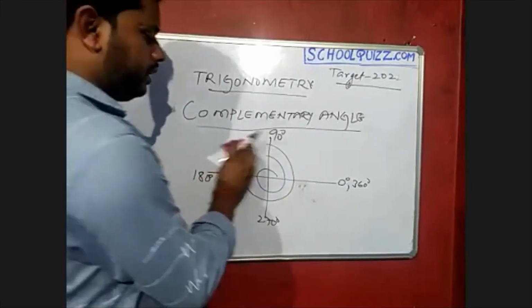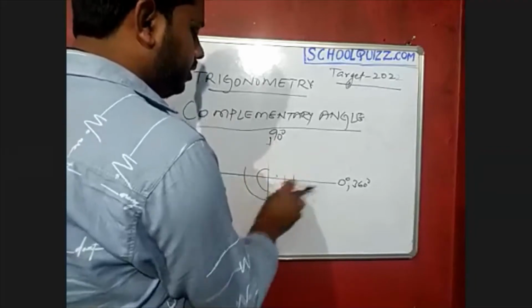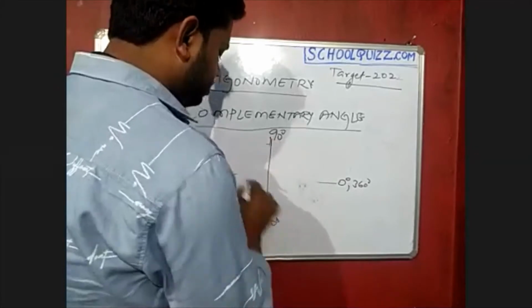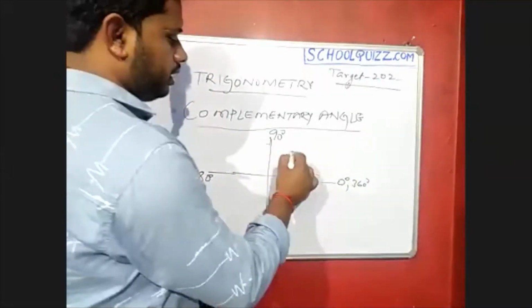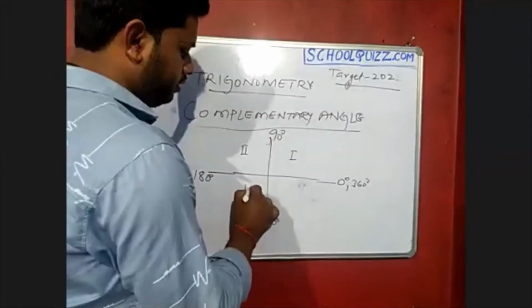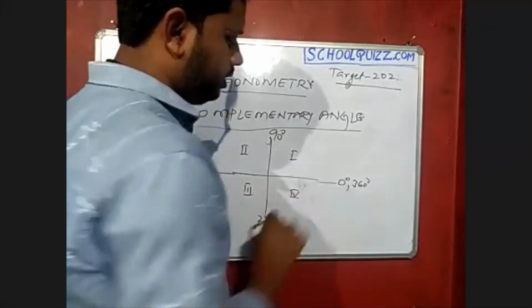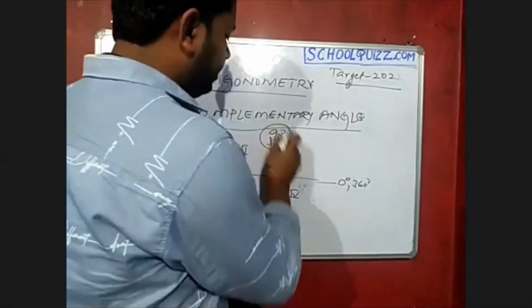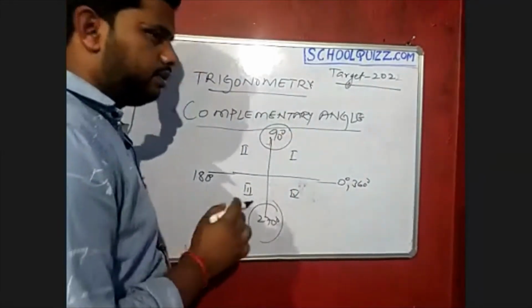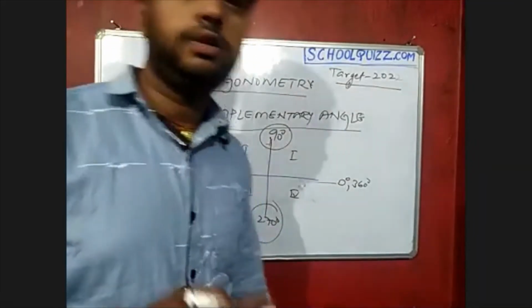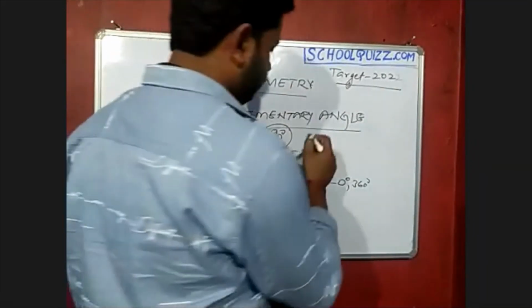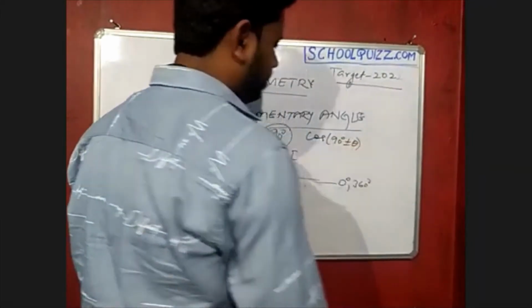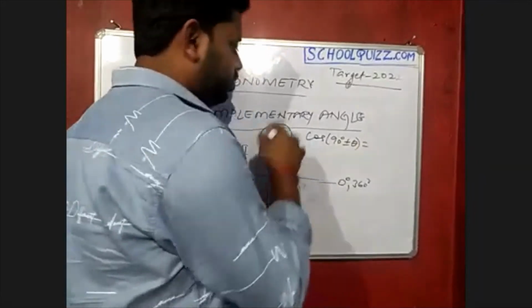Whatever the angle is, all angles can be explained in terms of these four quadrants only: first quadrant, second quadrant, third quadrant, fourth quadrant. That is not important for you, but I need to say a little bit about it. See, 90 degrees and 270 degrees are the angles from where we can add or subtract for any angle and any ratio. Suppose if I take 90 plus or minus theta, then I get the complement, which means the ratio changes.